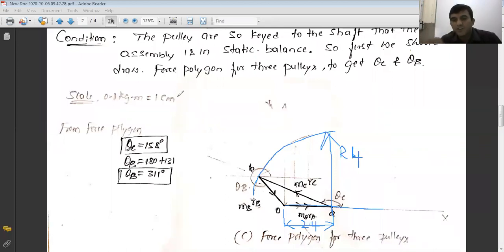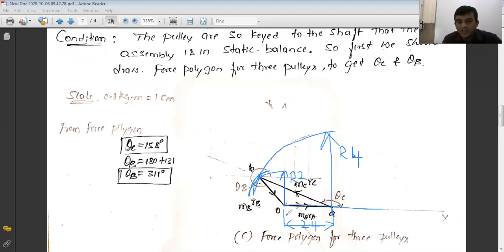But it should be a closed force polygon, right? It is statically balanced, means it should be a closed force polygon. Then take O as the center and draw an arc. What is the radius of this? 2 centimeter. Then the intersection of the arc of radius 4 centimeter and the arc of 2 centimeter will be called point B. Then join AB and BO.